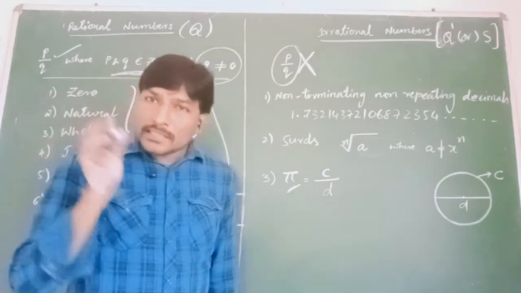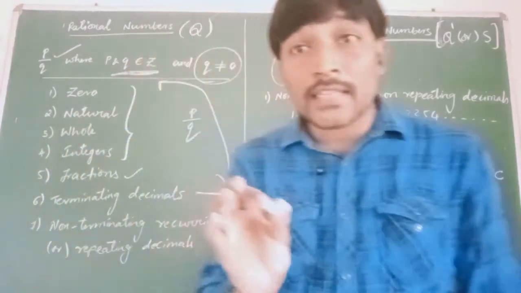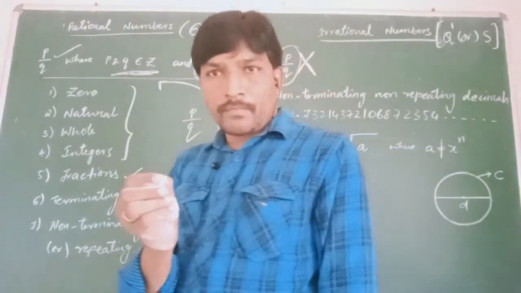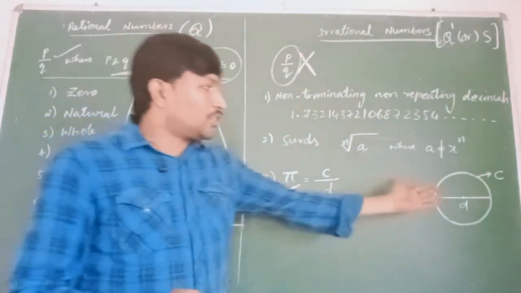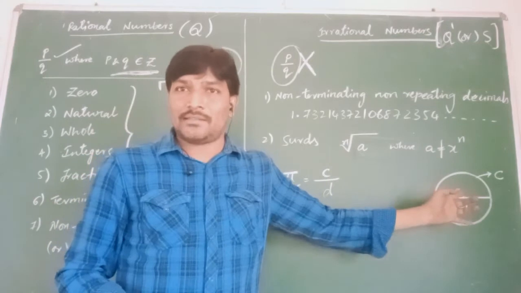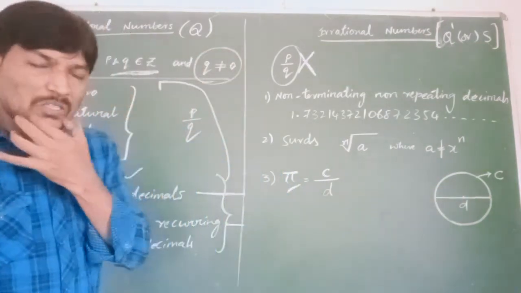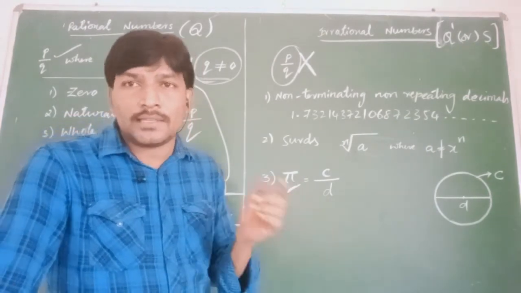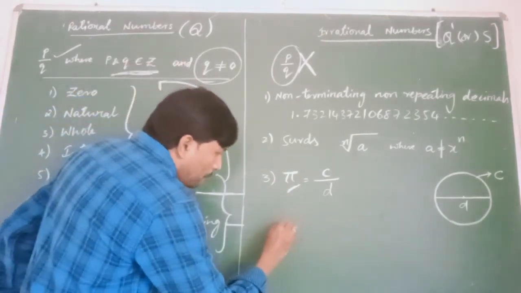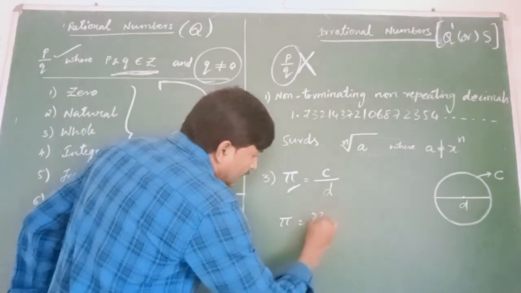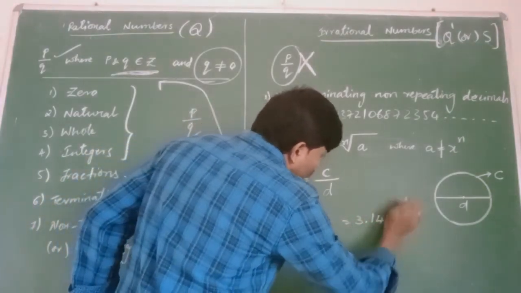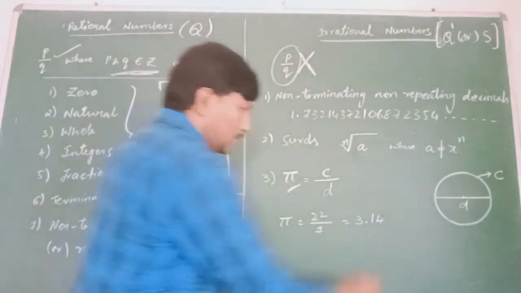But for the sake of simplification, for calculation of the values in the case of circles and other objects, that is sectors, segments and so on, we are taking this pi value as 22/7. You know that. So pi is equal to 22/7, or sometimes you take it as 3.14, approximate values.